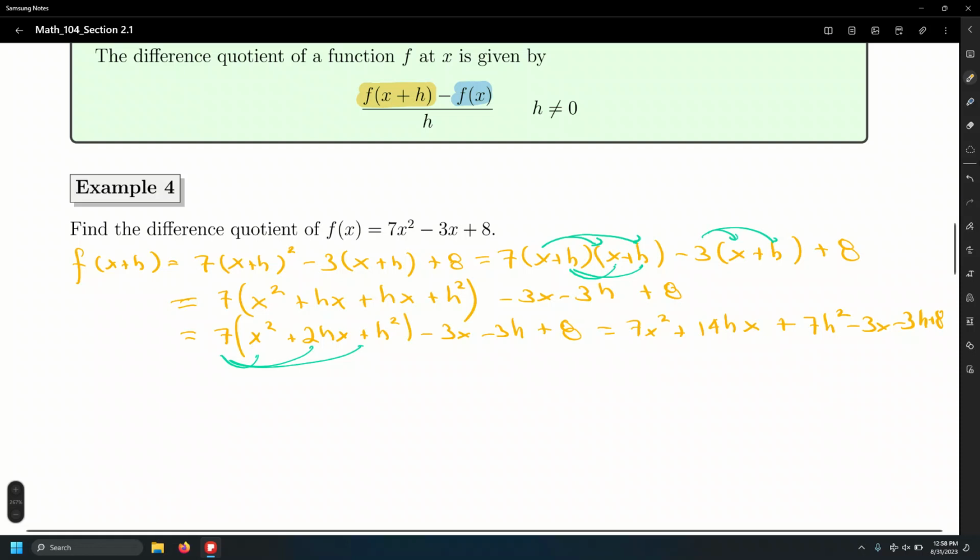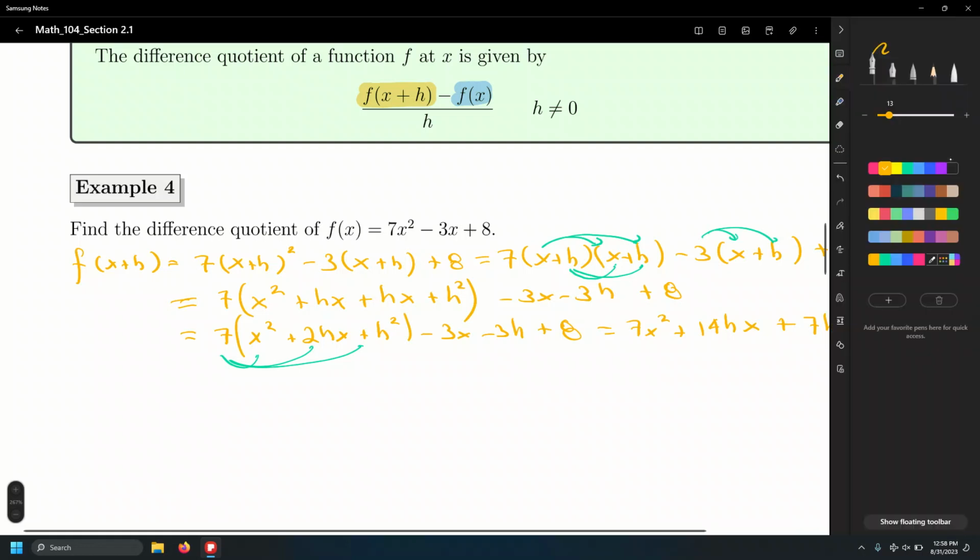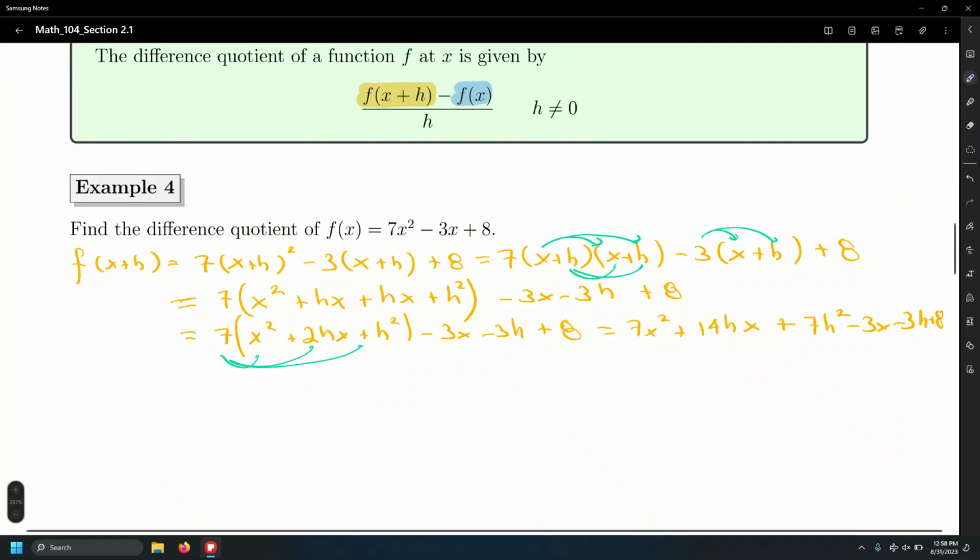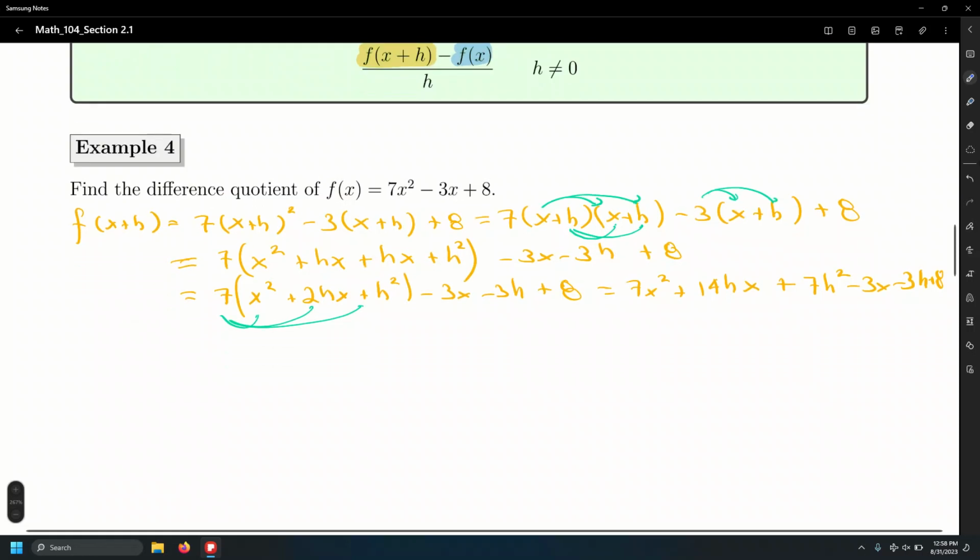So now, let's evaluate the difference quotient. To evaluate the difference quotient, let's write the formula first. F of x plus h minus the original function f of x, the whole thing divided by h.